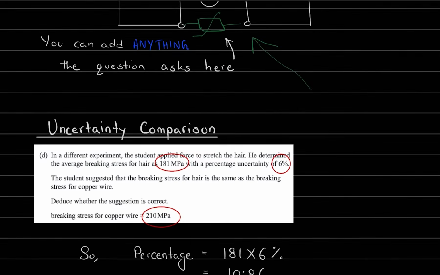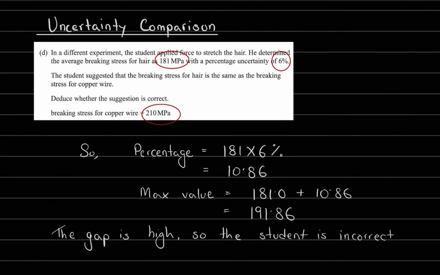I'll move on to the next topic, that is uncertainty comparison. Usually in questions like this, they will give you two values and ask if they are the same. For example, here we have something with 181 megapascal with an uncertainty of 6%. That means it can be 6% above or below 181 megapascal. Also, they have given a 210 megapascal breaking stress of copper. They're suggesting that they have the same or similar breaking stress, and we have to find it out.